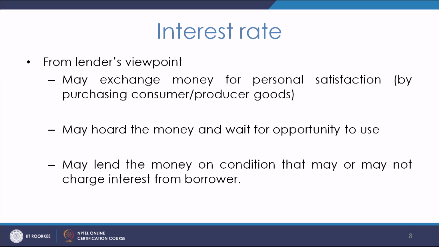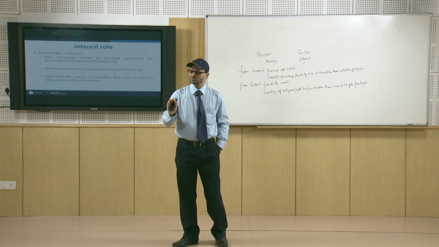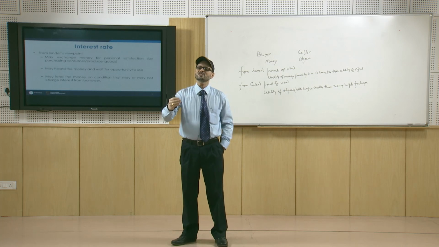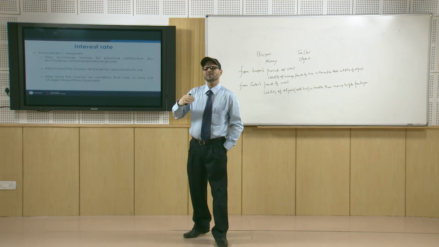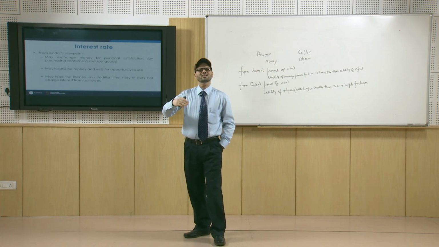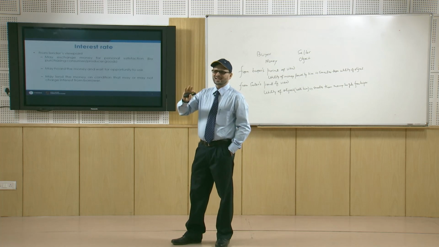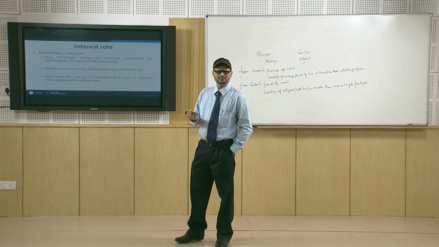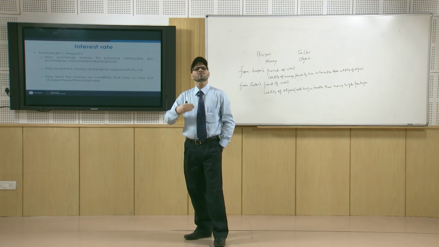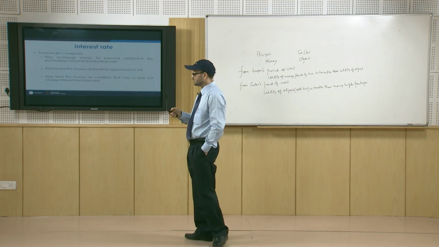It is his money, he can be happy by looking at it, or he can further use it in future. Now, he can lend the money on the condition that he may or may not charge interest from the borrower. If the money is with him, either he may charge interest from someone or he may not, and he can give it to someone that gives him satisfaction. So, this way a lender has a different perspective, and he gives the money to a borrower assuming all these things.